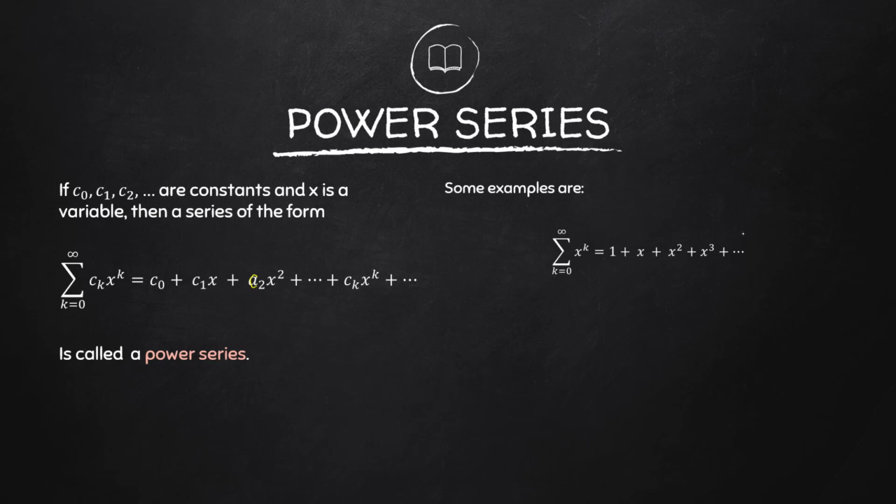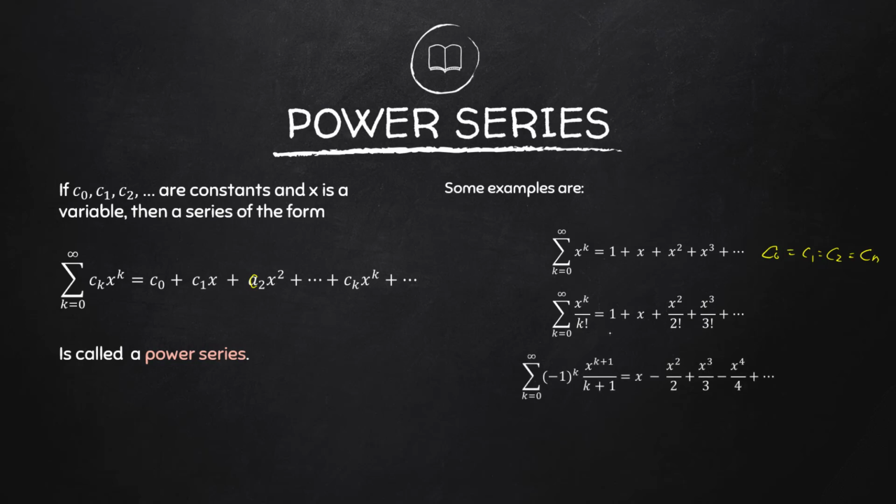In the first example, your c sub 0 is equal to c sub 1, equal to c sub 2, equal to c sub n. So isa lang yung constant value natin. It's not changing. Another case, we have here another power series. K factorial yung nasa denominator. And another example of a power series: anything that involves an exponent that is increasing in increment.